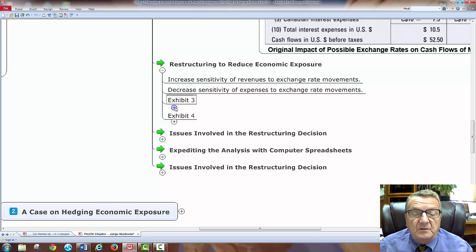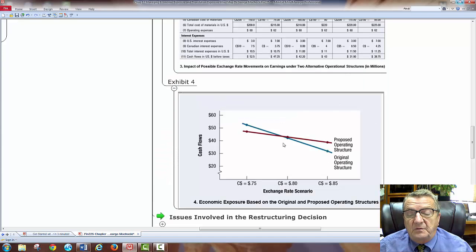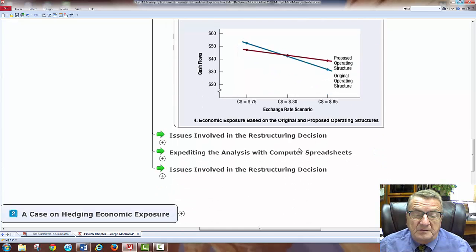Okay, and here are your exhibits. It's a lot of information. Look at the different exchange rate scenarios, and then you can follow it through and see where you're at at the bottom. And the same thing with the next one, looking at your rate of exchange, the different scenarios for the Canadian currency versus the dollar. Okay, proposed operating structure. So which one are we looking at? What's my strategy on that?